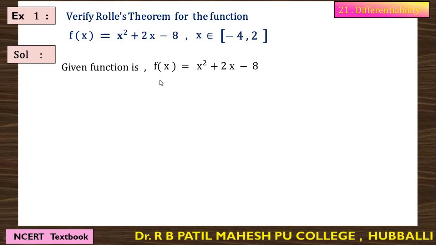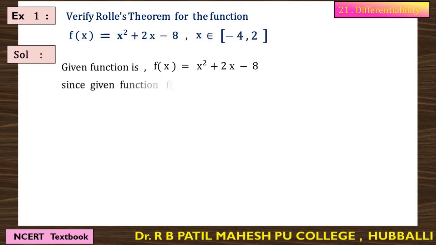In the continuity topic, you studied that a polynomial function is always a continuous function. So therefore the given function is polynomial in x. Here you can say that x square plus 2x minus 8 is a polynomial function. So therefore it is continuous at all points. So therefore it is continuous in the closed interval minus 4 comma 2. So always you have to write the first step about the continuity and differentiability of the function.